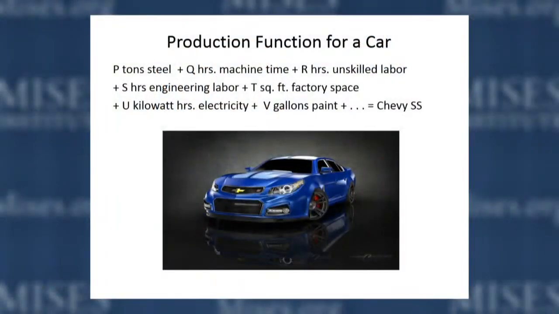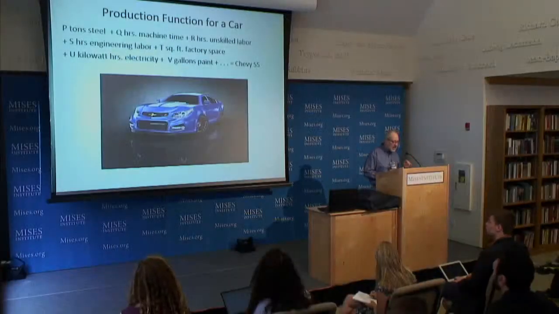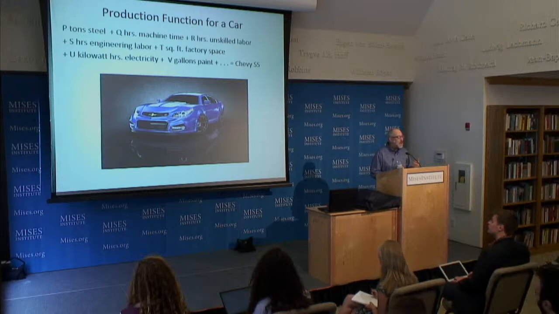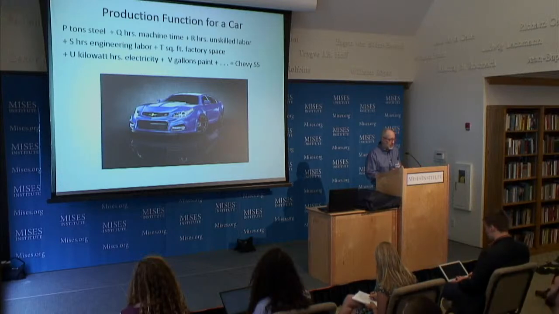But let's take this recipe for a Detroit muscle car, a Chevy SS, which is no longer produced, unfortunately. And let's say you need so much steel, so much machine time, unskilled labor, engineering labor, factory space, kilowatt hours of electricity, gallons of paint. Notice that all of the units are heterogeneous. You can't add up tons of steel with gallons of paint with kilowatt hours. You cannot know, just from the technical data, which the planners would have, the cost of producing this particular automobile.